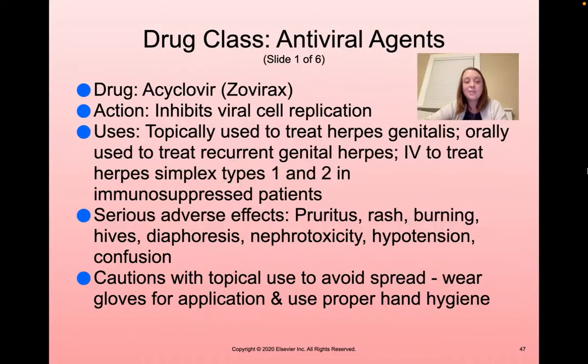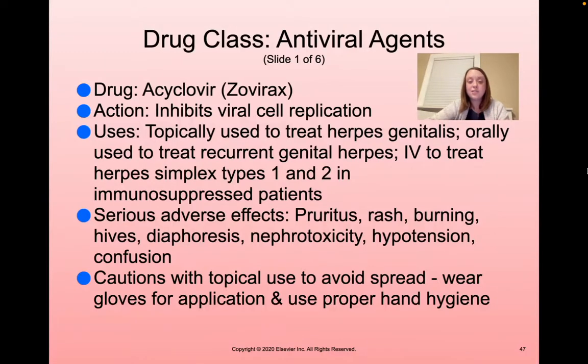Last but not least, let's talk about antiviral agents. Our first one is acyclovir or Zovirax. This works by inhibiting viral cell replication. Topically, it's used to treat herpes genitalis. Orally, it's used to treat recurrent genital herpes. IV, we use it to treat herpes simplex types 1 and 2 in immunosuppressed patients.